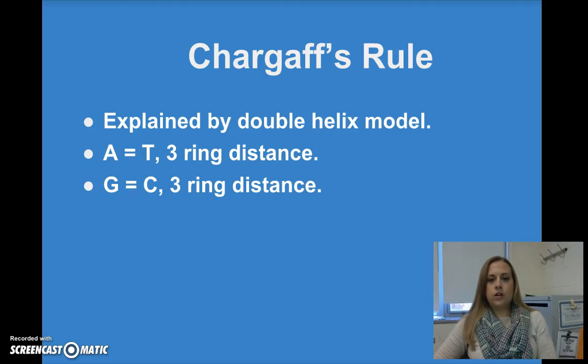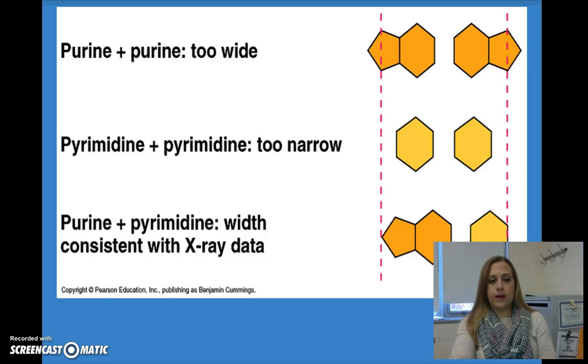All right, so we talked in class about all these important scientists. One of them was Chargaff, and we discussed Chargaff's rule. And this essentially was really important for base pairing. This is explained by the double helix model, and this rule tells us that every time you have an adenine, it's going to be bound to a thymine. Every time you have a guanine, it'll be bound to a cytosine. And so because you are always binding a purine with a pyrimidine, you're always going to have a 3-ring distance in between the sugar phosphate backbones.